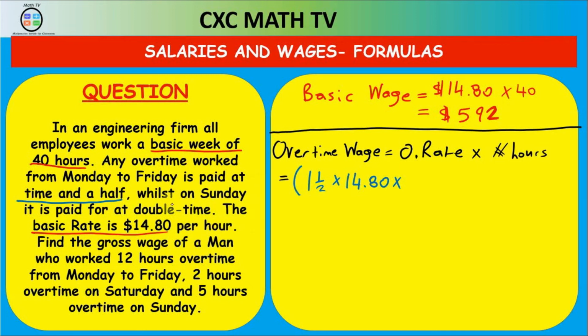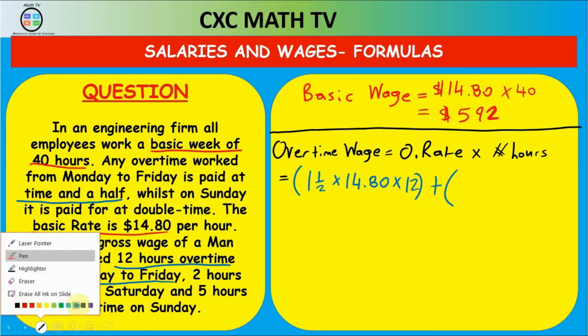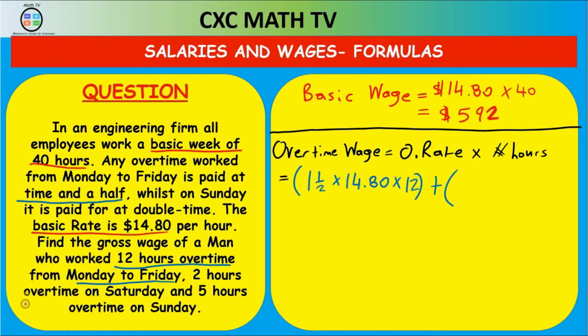Let's scoot down, and they told us that the man worked 12 hours overtime on Monday to Friday. So multiply it by 12. Plus now, remember he worked some more overtime. He worked some overtime Saturday. Let's underline Saturday in a different color. Let's use burgundy. Saturday he worked 2 hours overtime, and they tell us that on Saturday, how much is he being paid? All right, so any overtime worked Monday to Friday is paid at time and a half, while Sunday it is paid for at double rate.